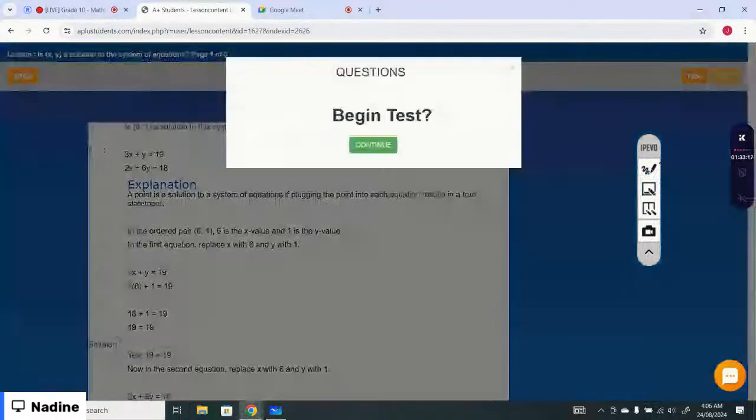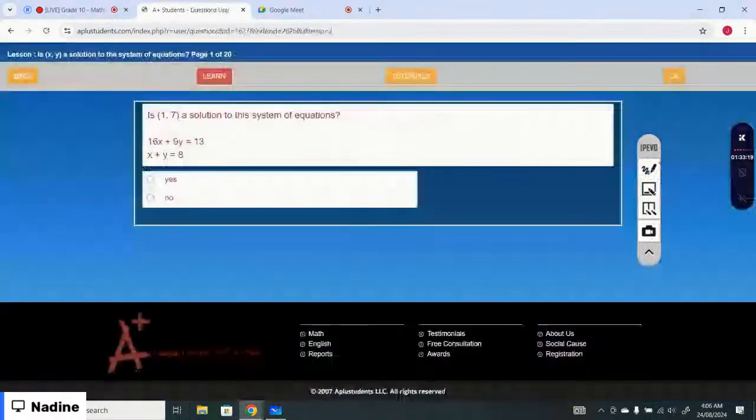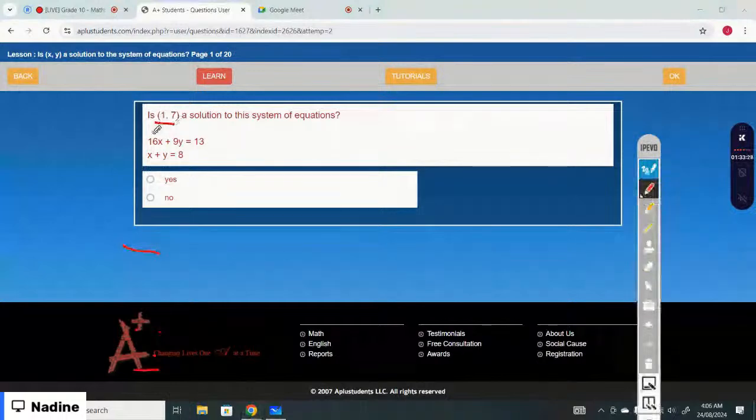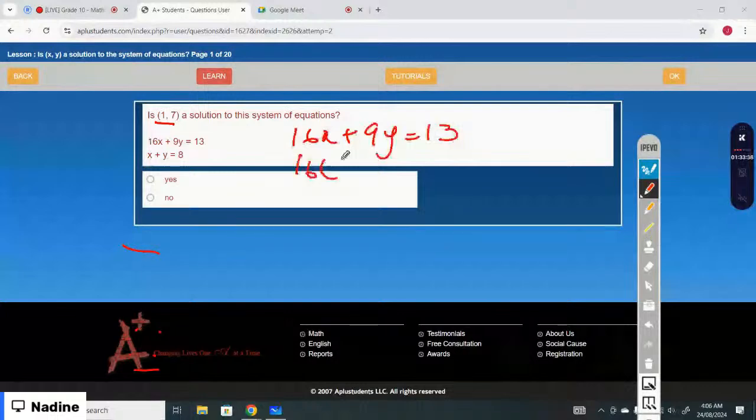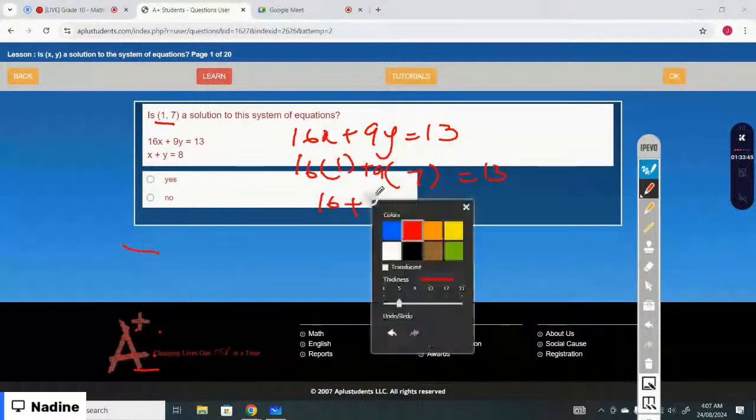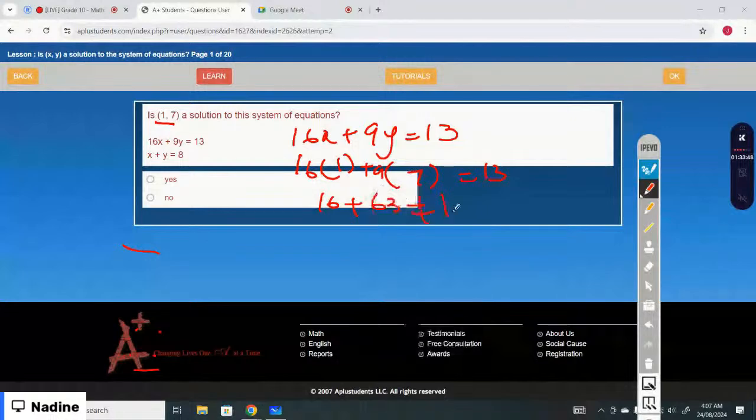Let's start with the test questions. Is (1, 7) a solution to the system of equations? You need to replace the point (1, 7) in both the equations to see if that is the solution. Let's start with the first equation, that is 16x plus 9y equals 13. X is 1, and y is 7. 16 times 1 is 16, 9 times 7 is 63. So no, they are not equal to 13, right? So for this one, false. (1, 7) does not satisfy this equation.